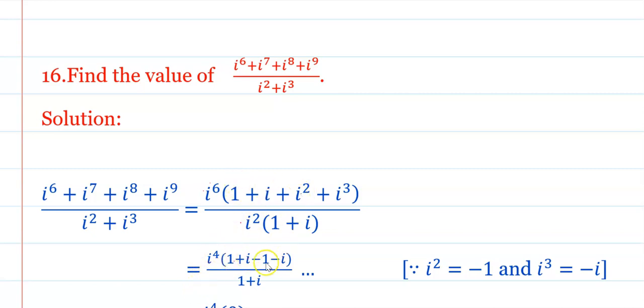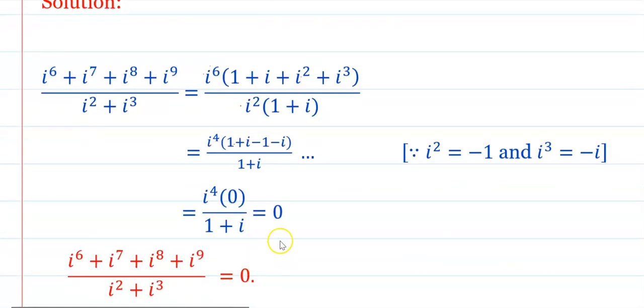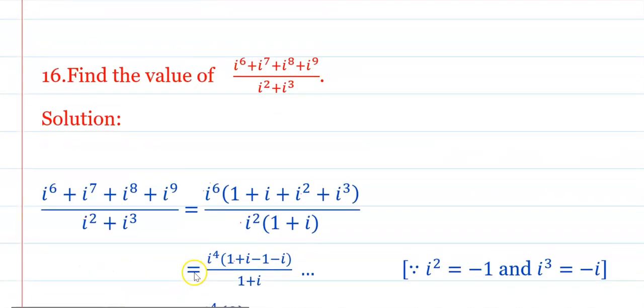But what is i square? Is minus 1. What about the i cube? Minus i. Again plus 1 minus 1 get cancelled. Plus i minus i get cancelled. Overall i raised to 4 into 0 is 0. 0 upon 1 plus i. And overall you are getting the 0 and this is the answer. Okay.